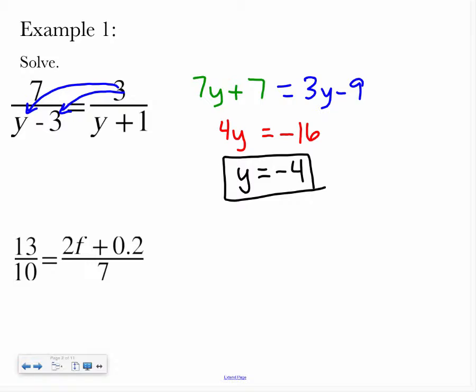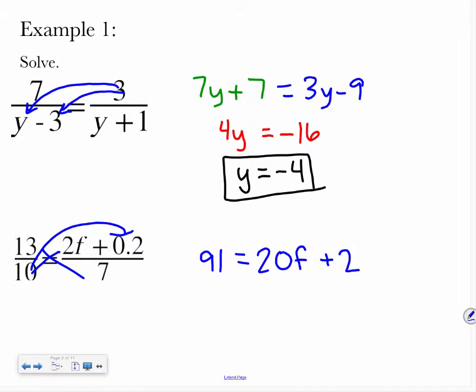Okay, let's try it with the next one as well. If we multiply on our diagonals, 13 times 7 gives me 91, and that equals 10 times 2f, or 20f, and then 10 times 0.02, or plus 2. Now all I have to do is solve for f. The variable's already on one side of the equation, so I'm going to subtract 2 from both sides. So I have 89 equals 20f. If I divide 89 by 20, I'm left with f equals 4.45 as my answer.